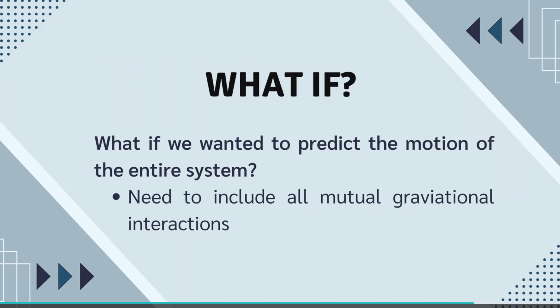If we wanted to predict the motion of the entire system, the black hole, star, planet, moon, and spaceship, we would need to include all mutual gravitational interactions. The dominant interaction would be between the black hole and the star because of their massive sizes, but the planet-moon-spaceship system would add smaller secondary effects.